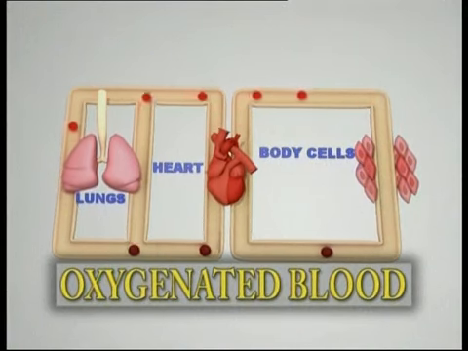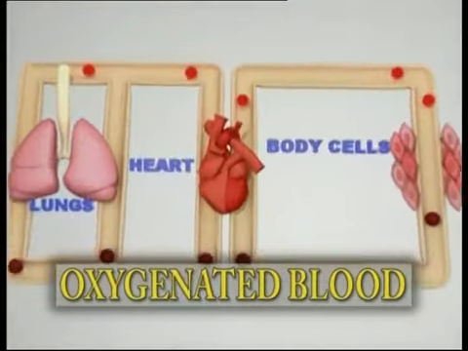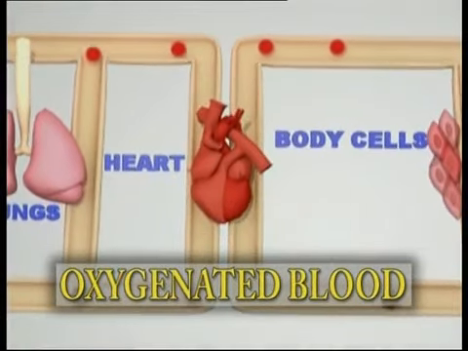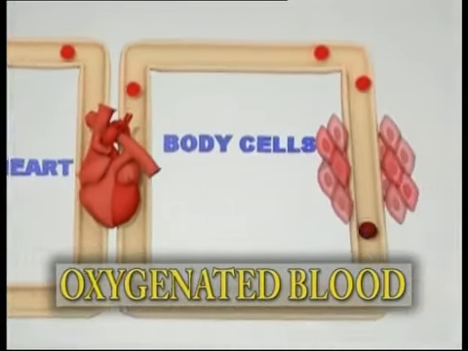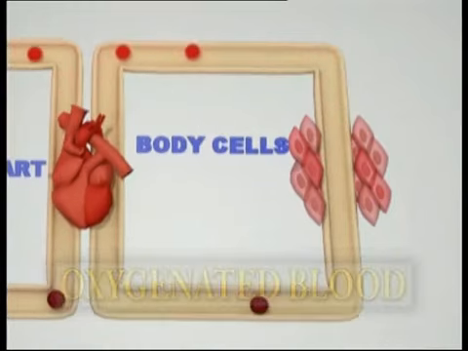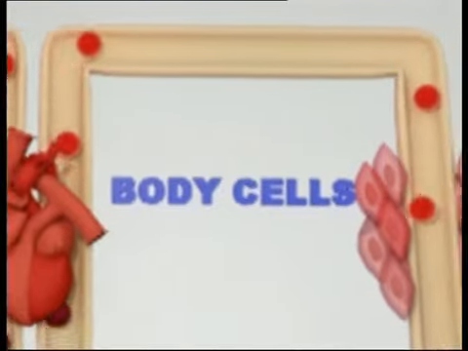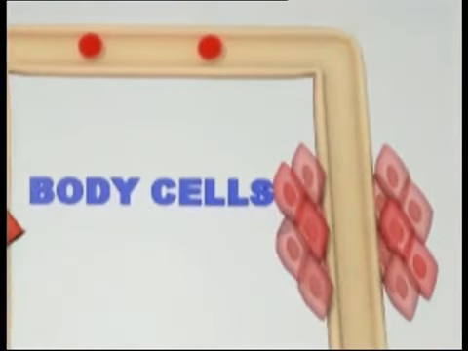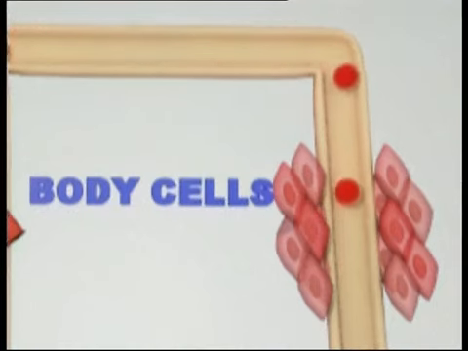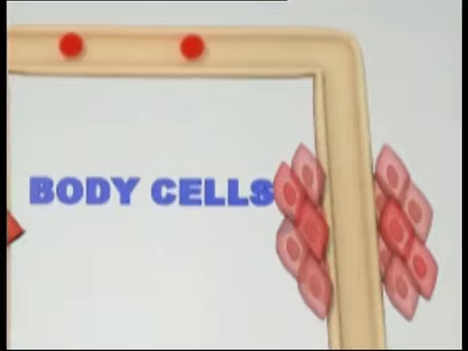From the lungs, oxygenated blood is brought to the heart, which then pumps the blood to the rest of our body. As the oxygenated blood reaches body tissues or cells with a low concentration of oxygen, the oxyhemoglobin will break down and oxygen will be released.